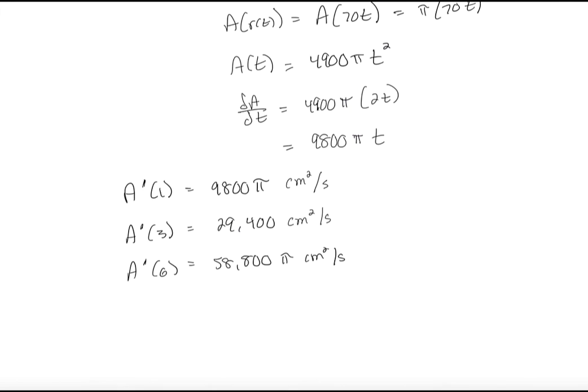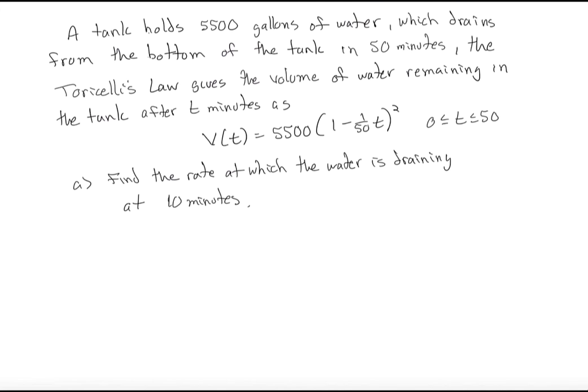Remember, these are instantaneous rates of change. So right at 1 second, right at 3 seconds, and right at 6 seconds, those are the rates at which area changes per unit time. Let's take a look at one more example.